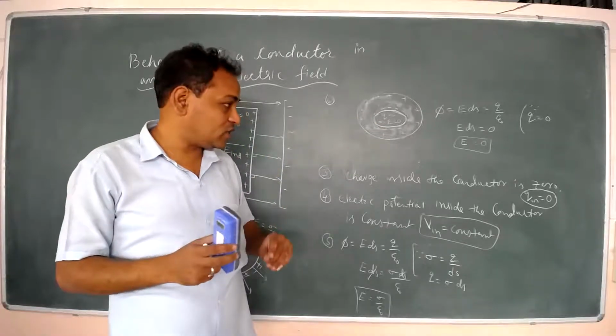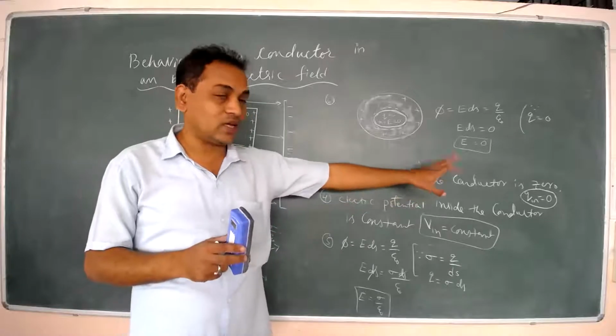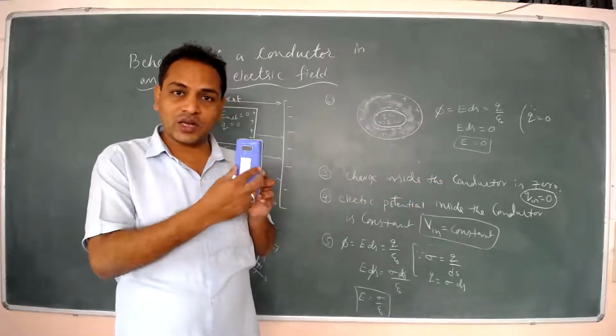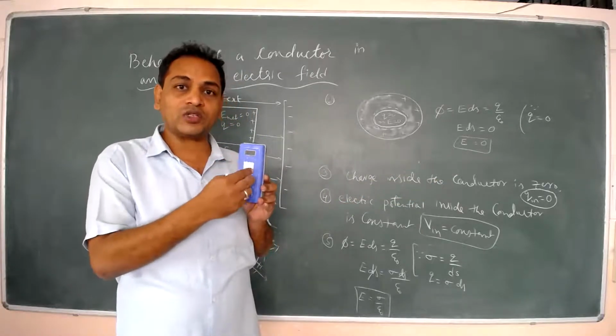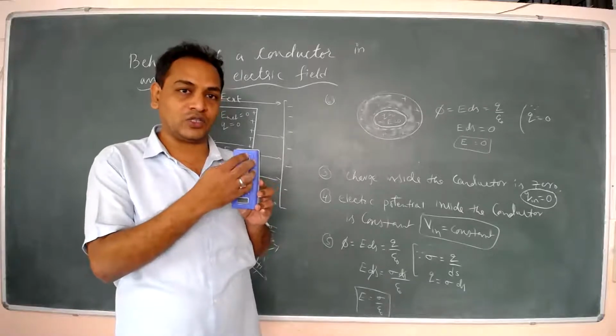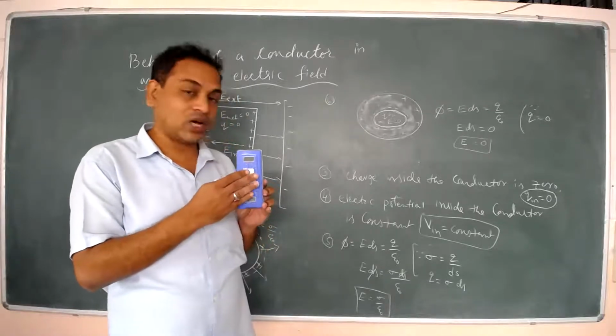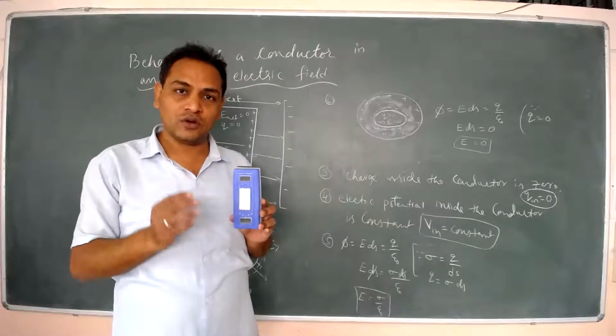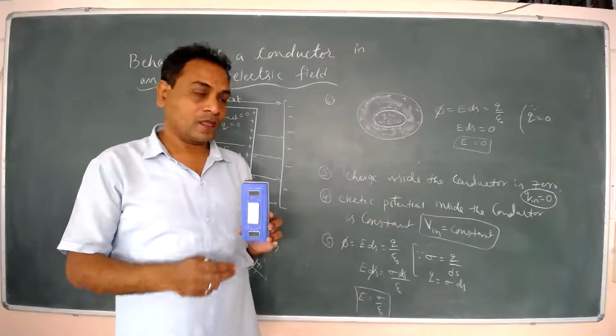And the third point is the charge inside the conductor is zero. Why is the charge inside the conductor zero? Because the electric field inside the conductor is zero. Hence we can say that the charge inside it is also zero, from Gauss's theorem.